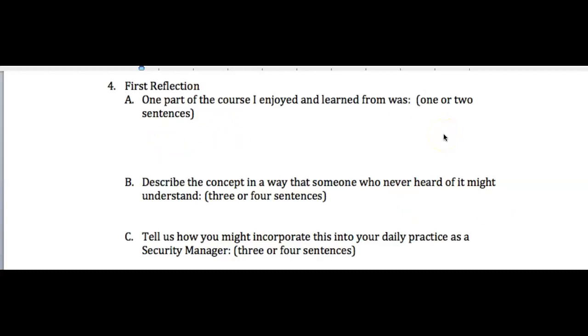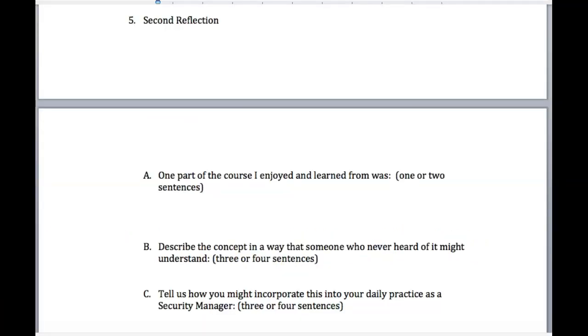This week you're going to write in 1 or 2 sentences about the particular thing you enjoyed in the course. You're going to describe that thing in 3 or 4 sentences. And then in 3 or 4 sentences, you're going to tell me how you will use that in your practice. And then you're going to do it again with another thing that you found enjoyable or that you learned from or you thought was interesting about the course.